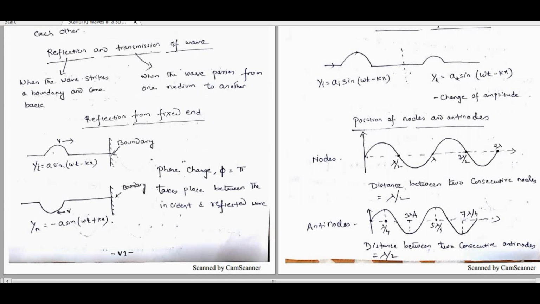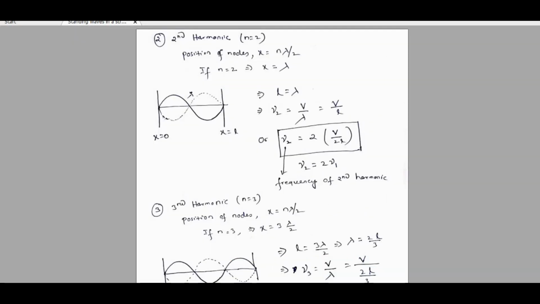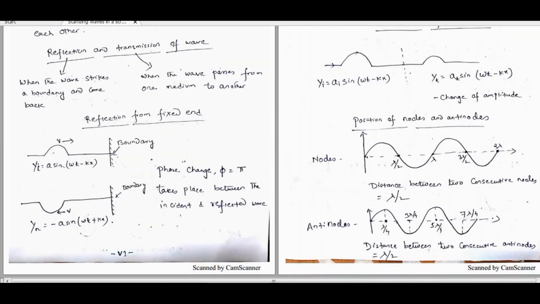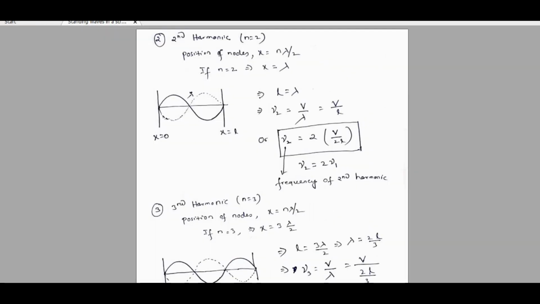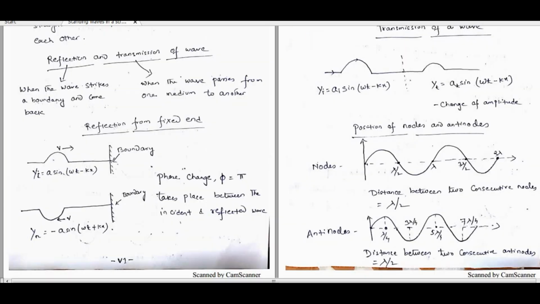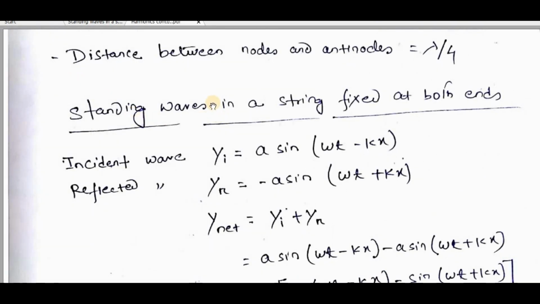Next, we will be looking into how the harmonics are produced. Now, here you can see the distance between the node and the antinode is lambda by 4. So the distance between two consecutive nodes is lambda by 2, the distance between two consecutive antinodes is lambda by 2, and the distance between a node and an antinode is lambda by 4.